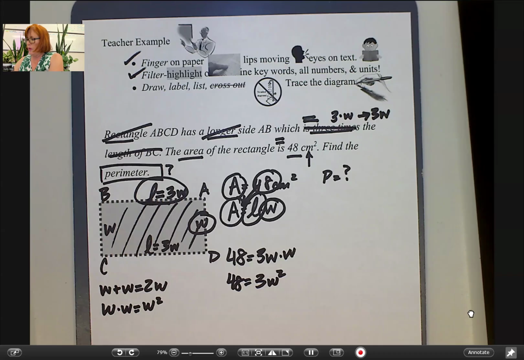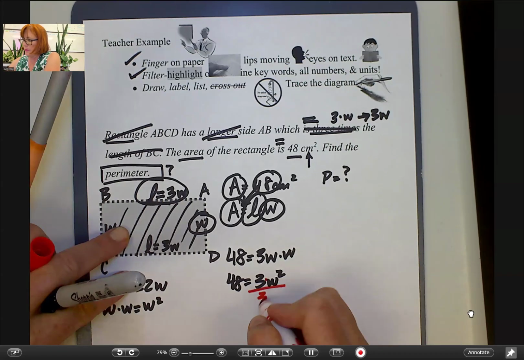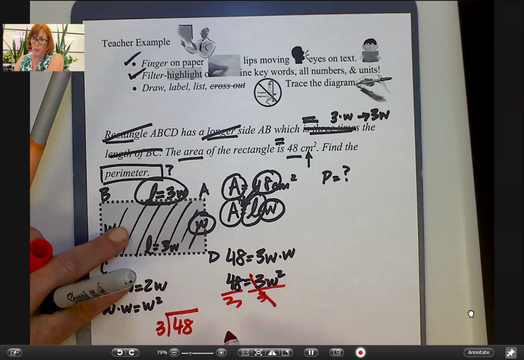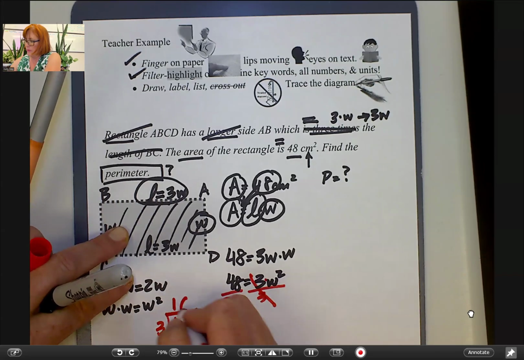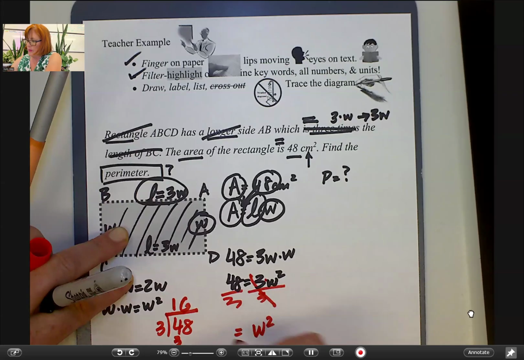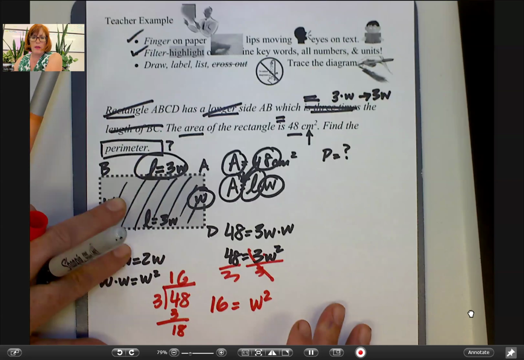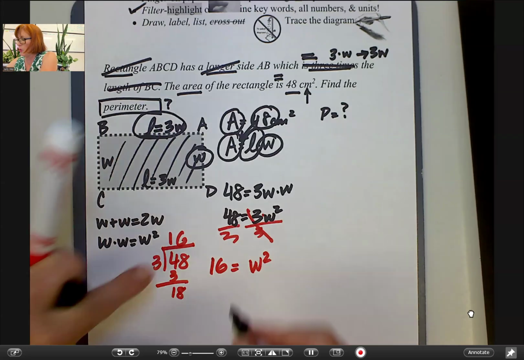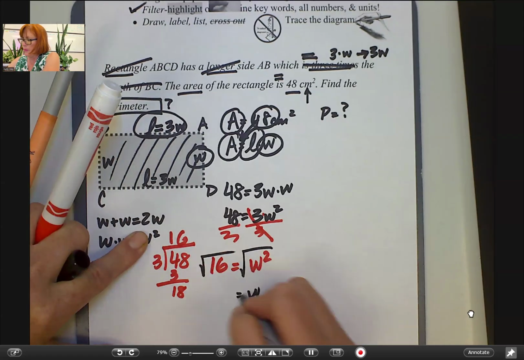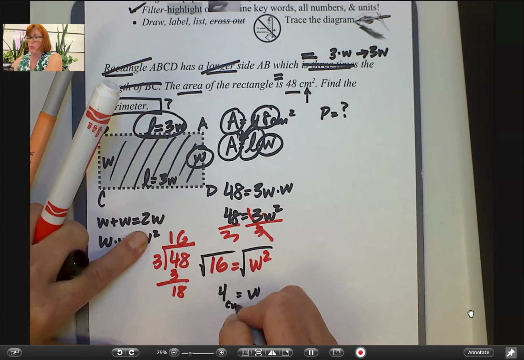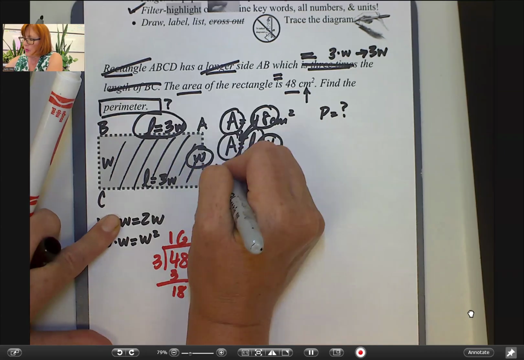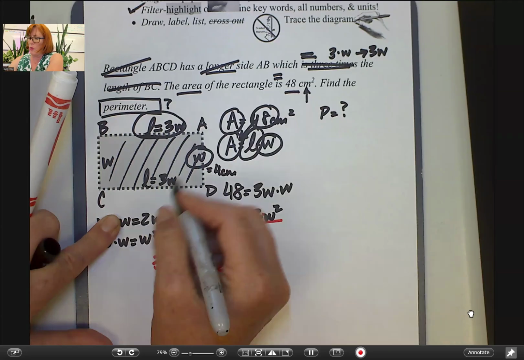We're going to solve here, of course. Please avoid the temptation to use a calculator for single-digit multiplication and division. And the opposite of squaring is square rooting. We just found the width, which means 3 times 4.